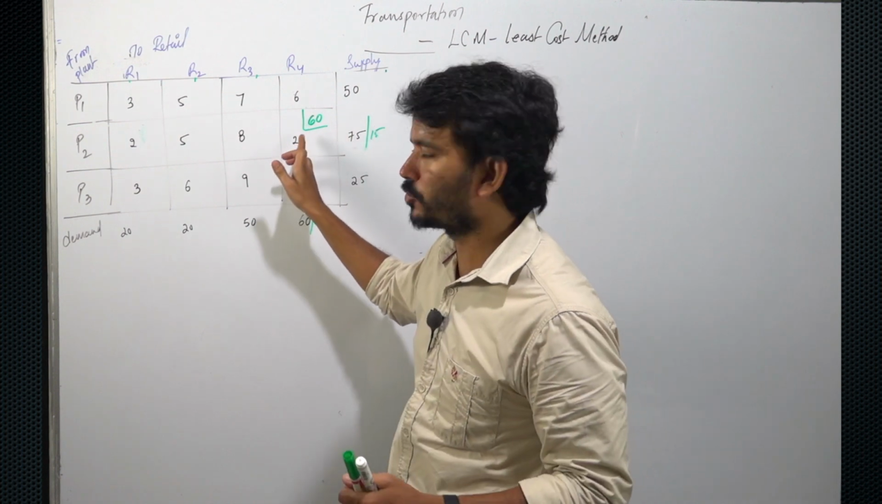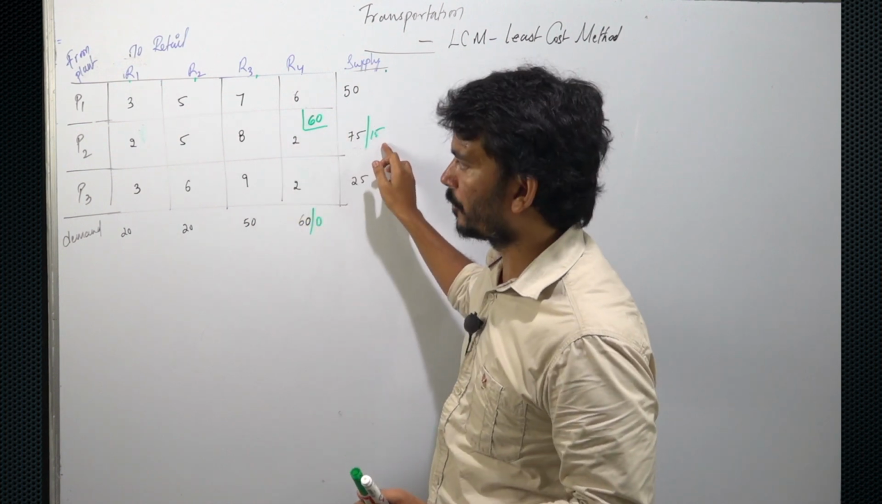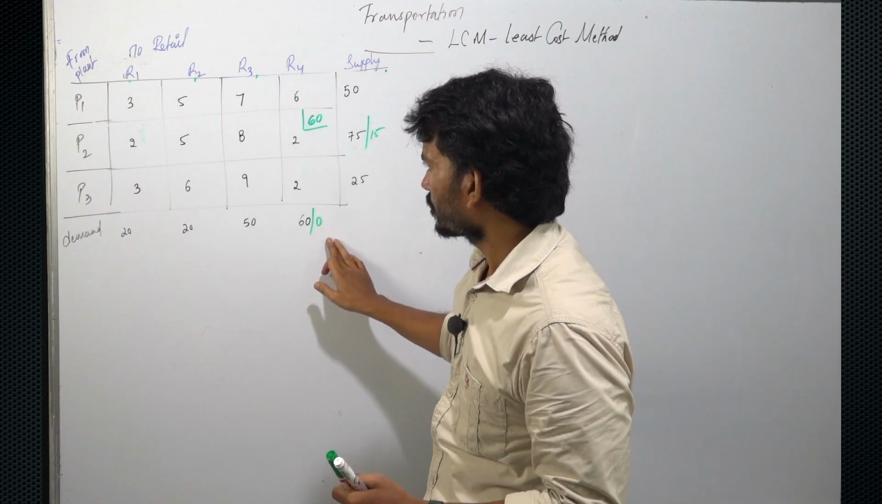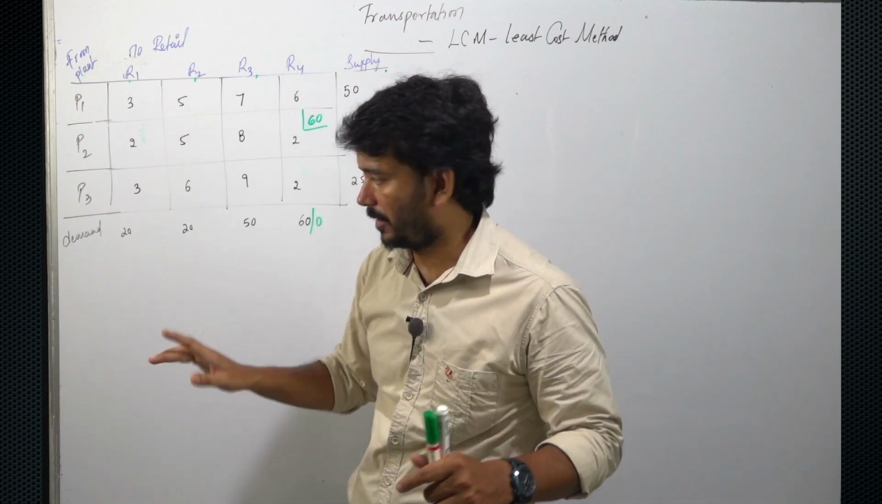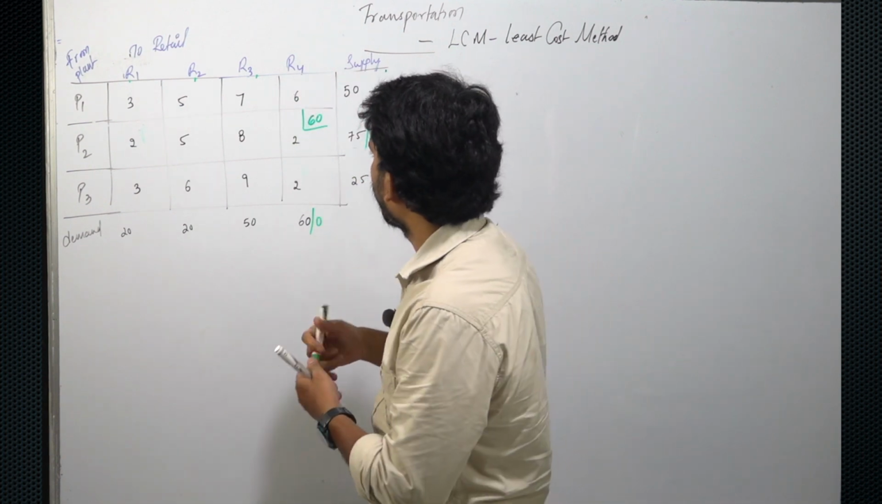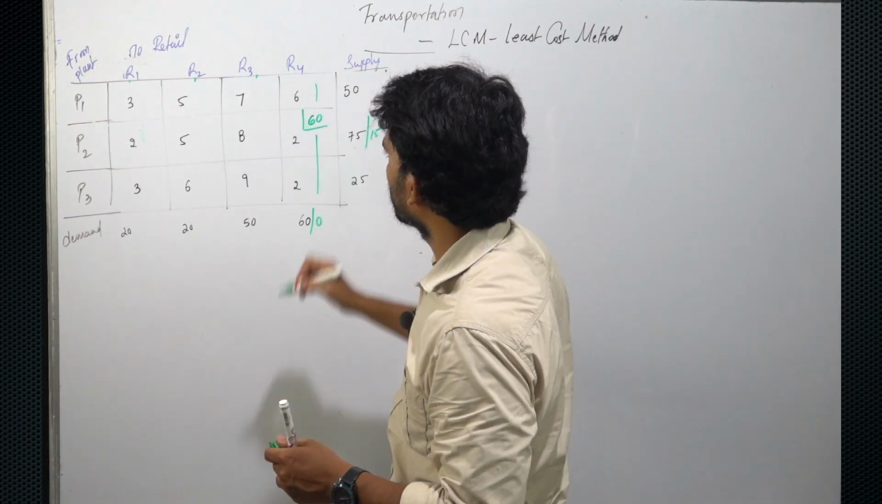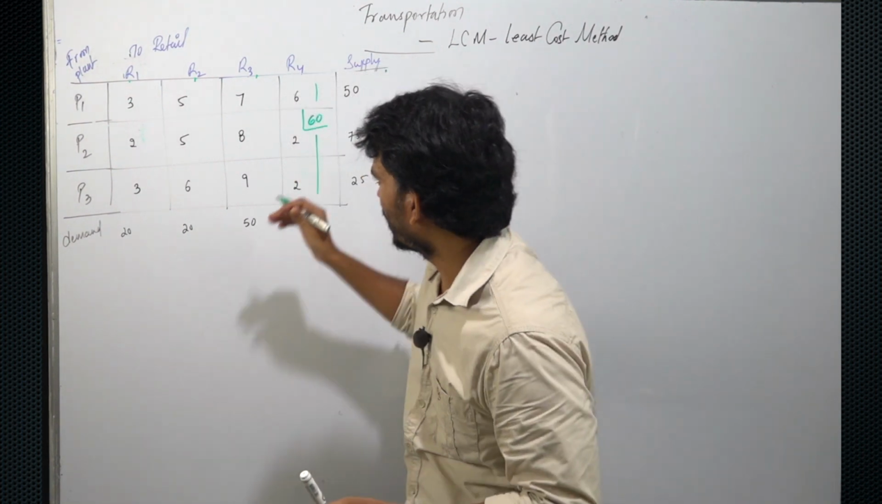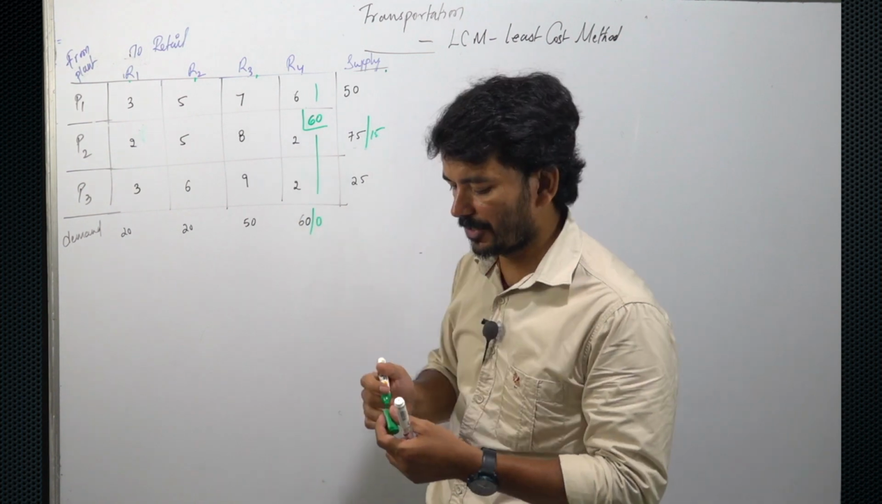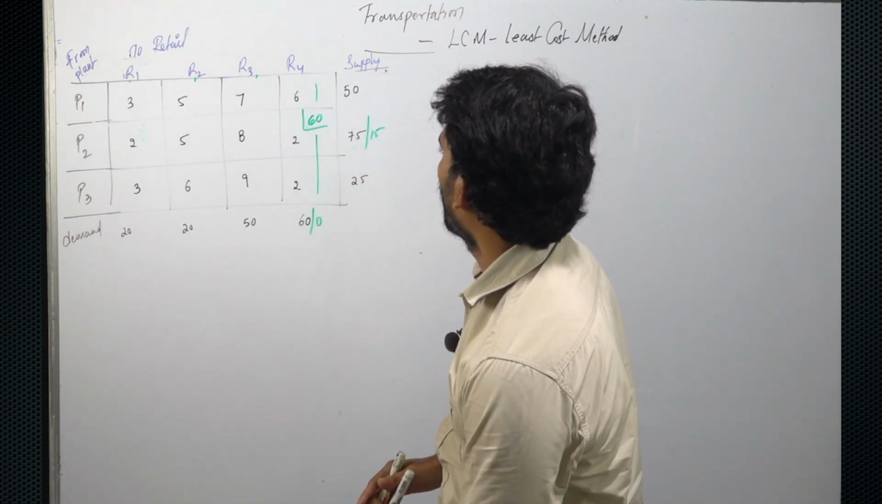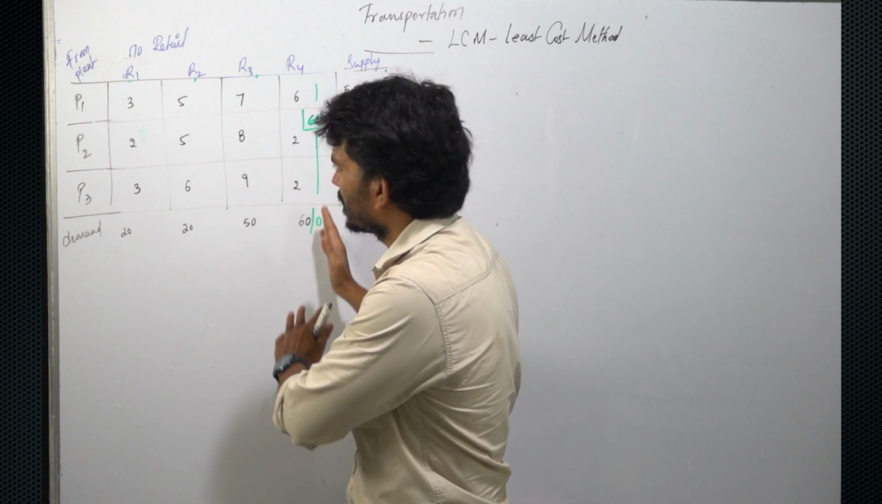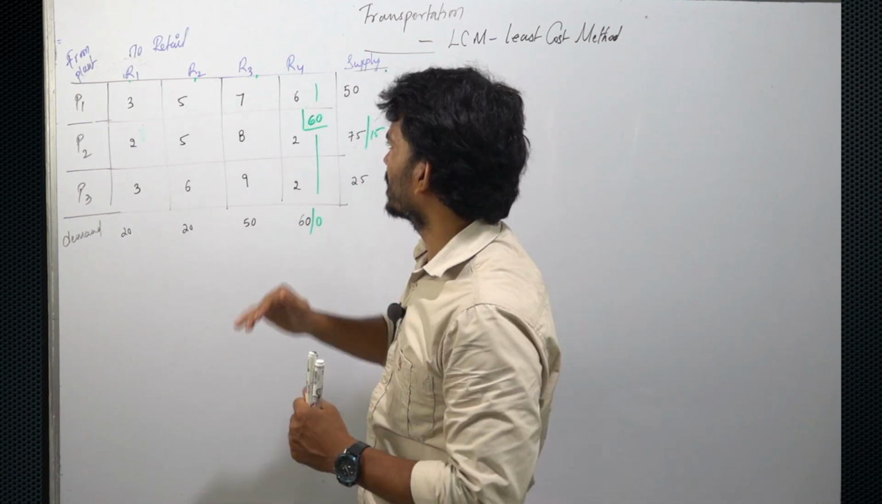We have given 60 units to P2, which means we are left with only 15 for P2, and the demand for R4 has been completely met. Since it has become 0, I can strike it off with a pencil. You can strike the same in your examination, not on the number, just beside the number you can strike that off. Now that this is struck off, we'll go to the next least.